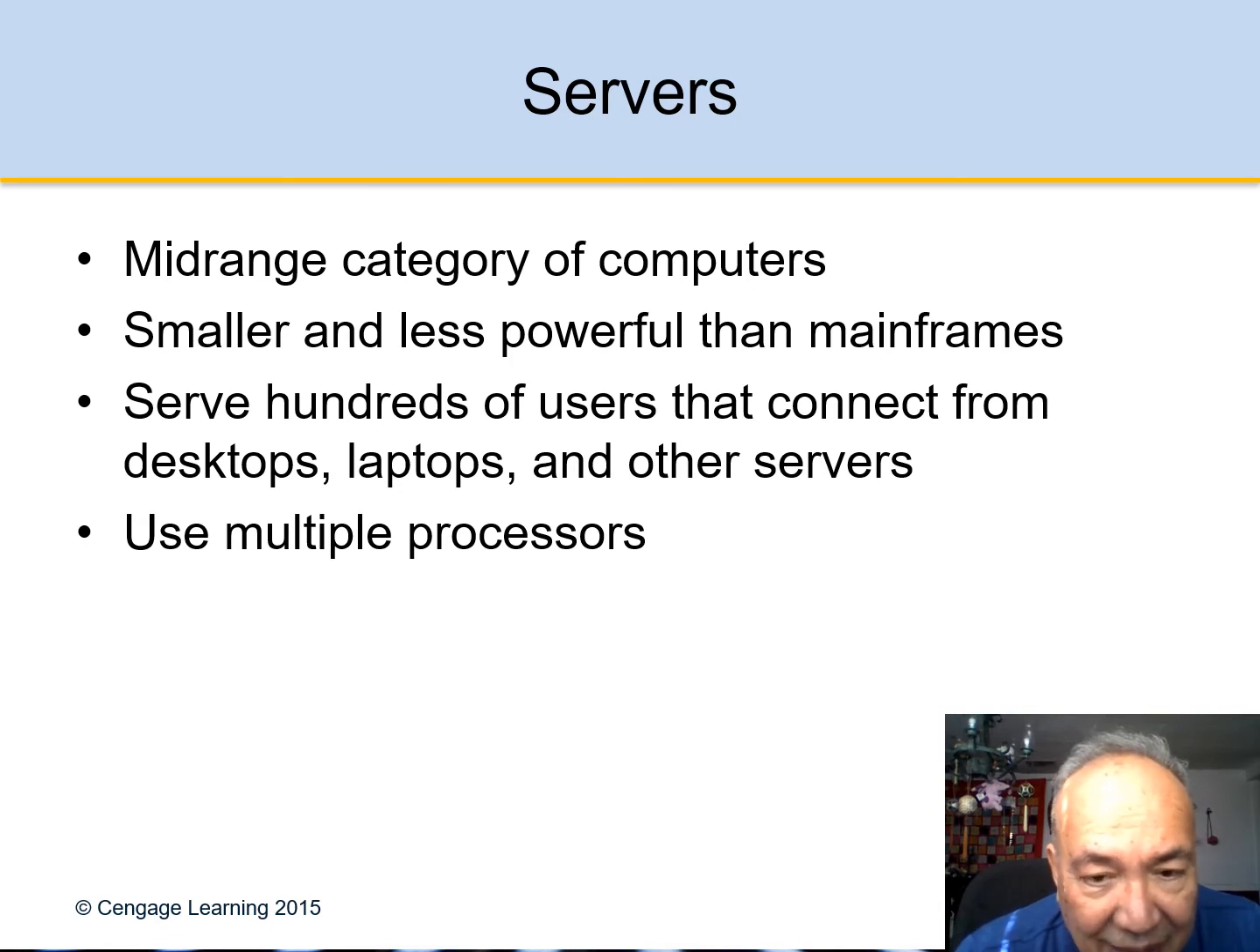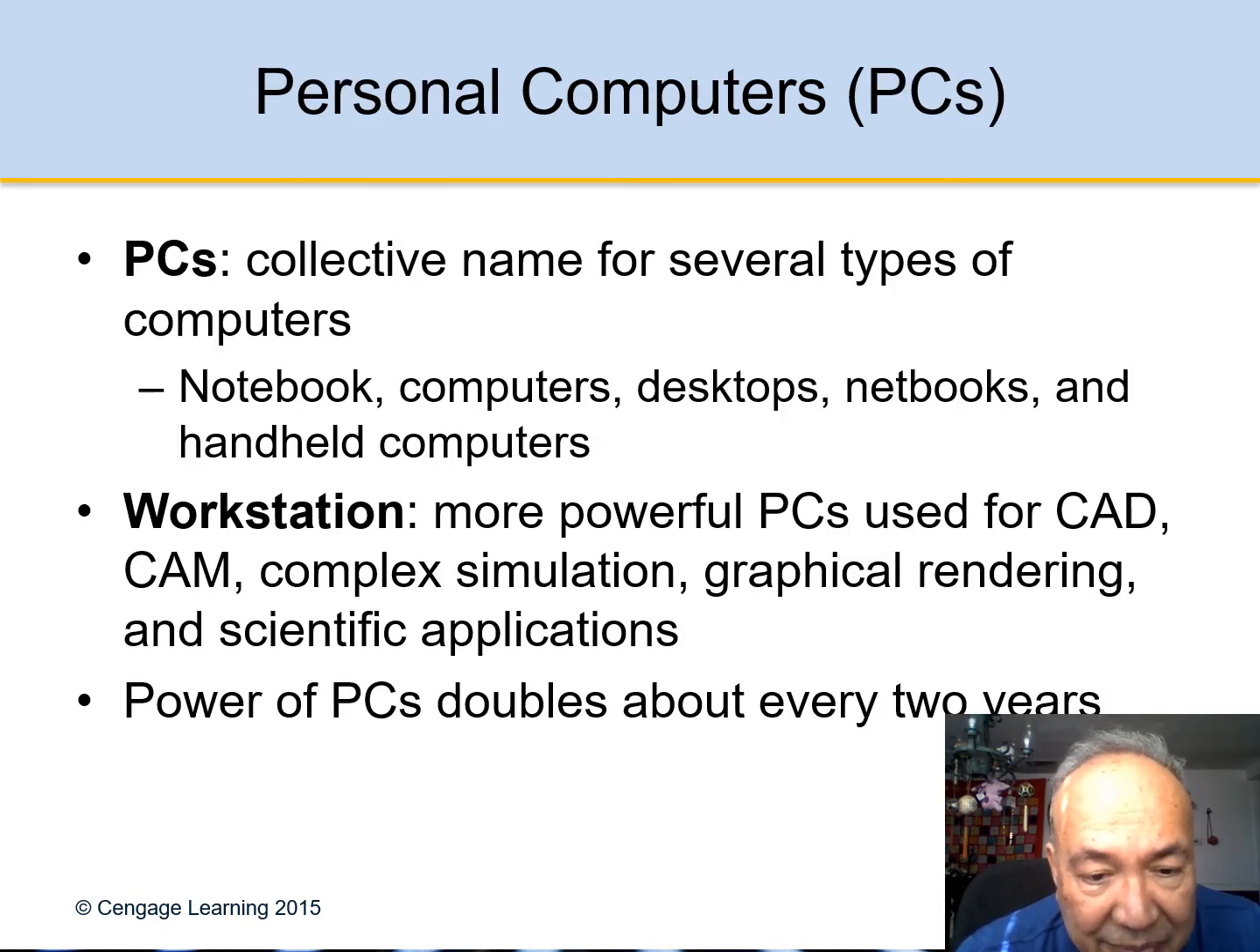And now you have the personal computers, PCs, a collective name for several types of computers: notebook computers, desktops, netbooks, and handheld computers. I'm using a PC right now. At my work, I have a workstation that's connected to the server of the company. The most powerful PCs are used for CAD, complex simulations, graphic renderings, and scientific applications. The power of PCs doubles every 2 years.